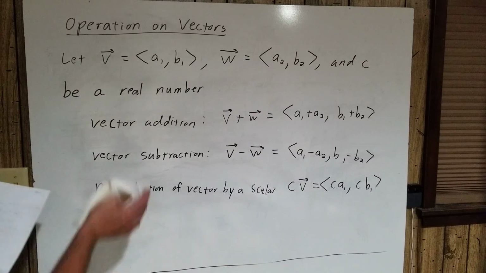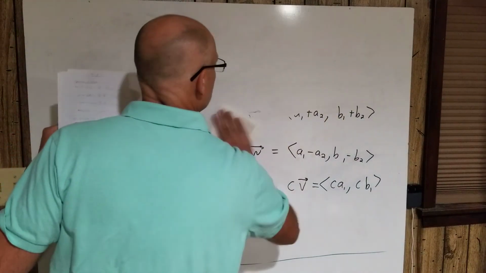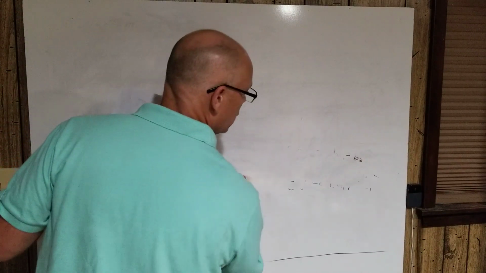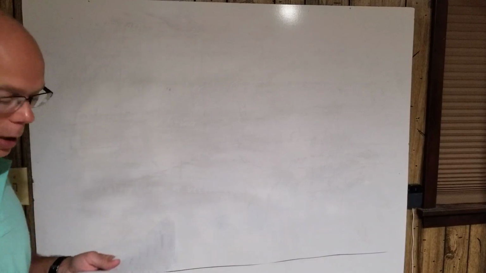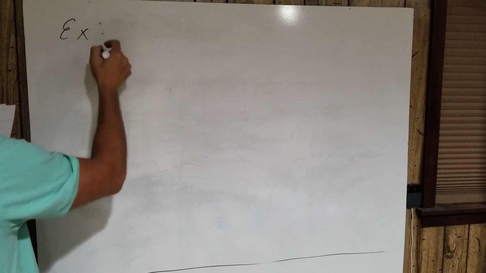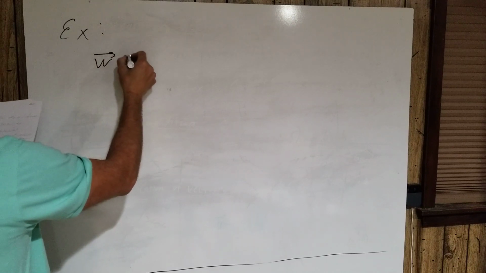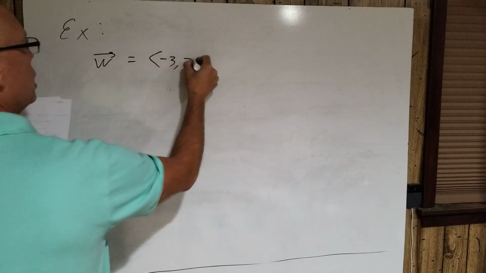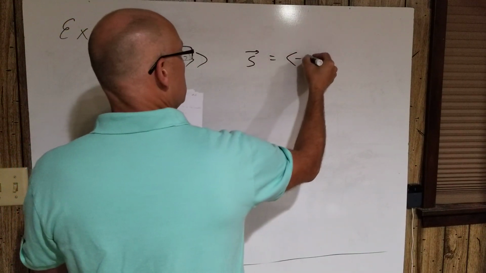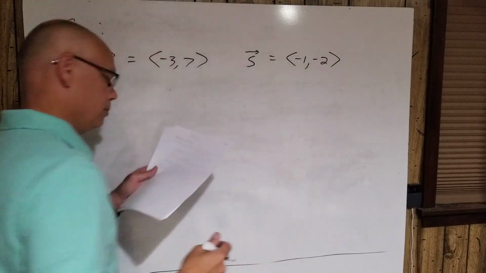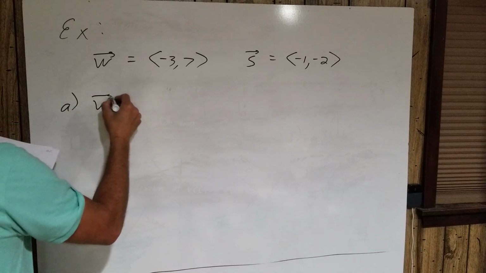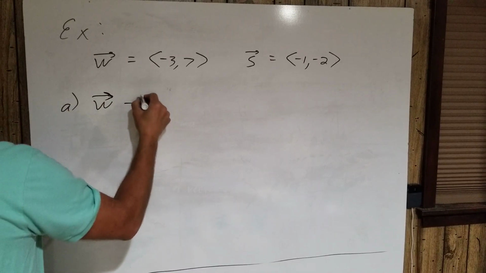All right, so we have an example next. Our example reads: perform the indicated operations. So we have some operations on vectors here we need to perform, okay? We have vector W, given in component form by <-3, 7>, and vector S, given by components <-1, -2>. For part A, they want us to find vector W minus vector S.